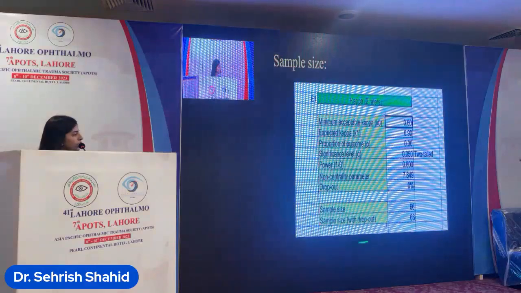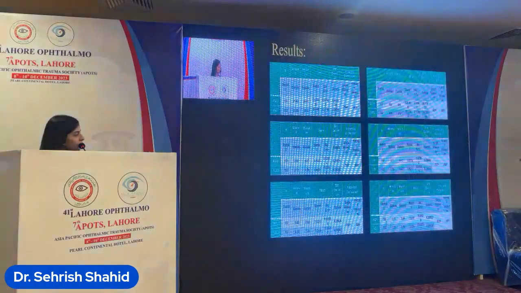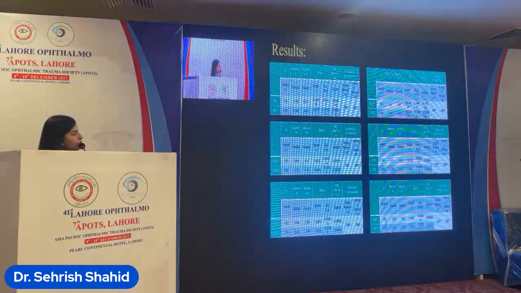Here you can see the Cohen's kappa, and we have the sample size of 60 patients. That means 120 eyes. After collecting the data, we concluded that axial length of observer 1 was having values falling in these ranges, and observer 2 had axial length values in these ranges, and that was the average measurements.